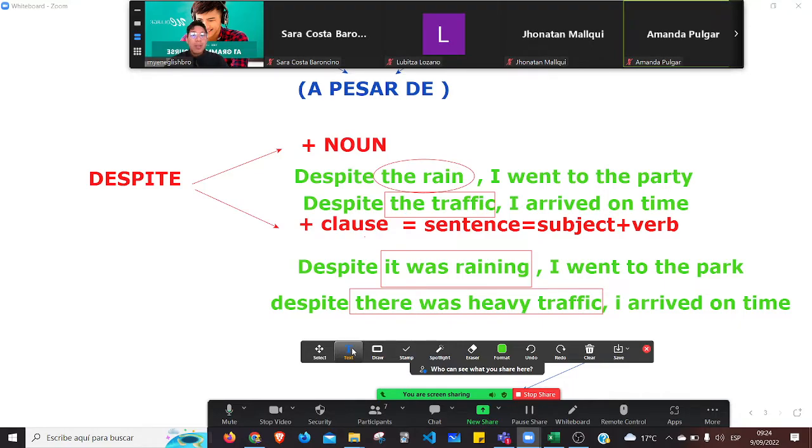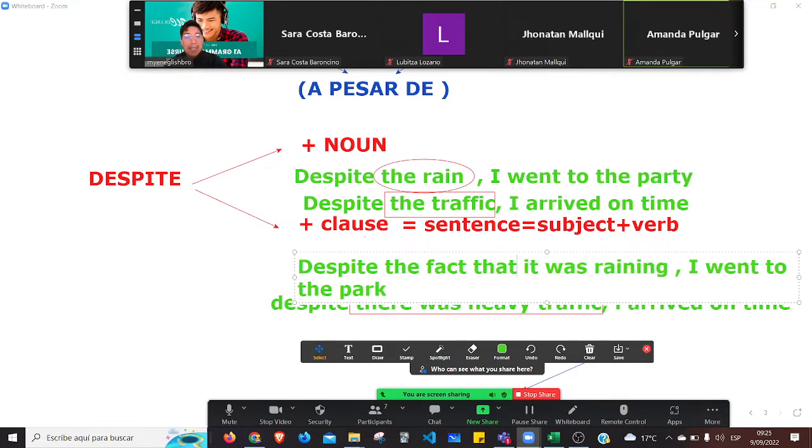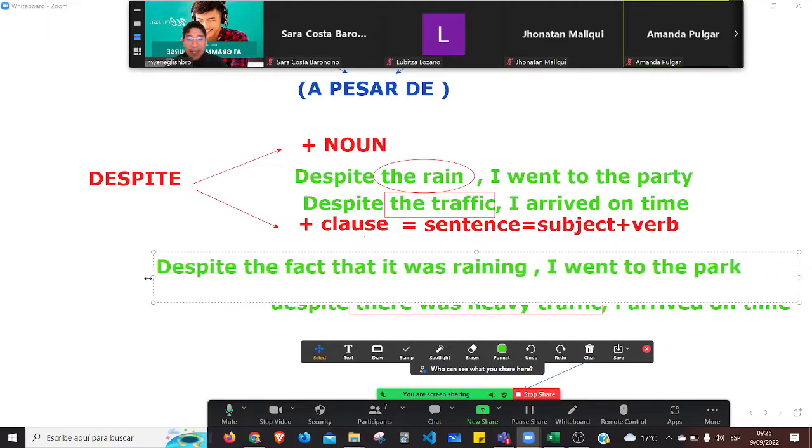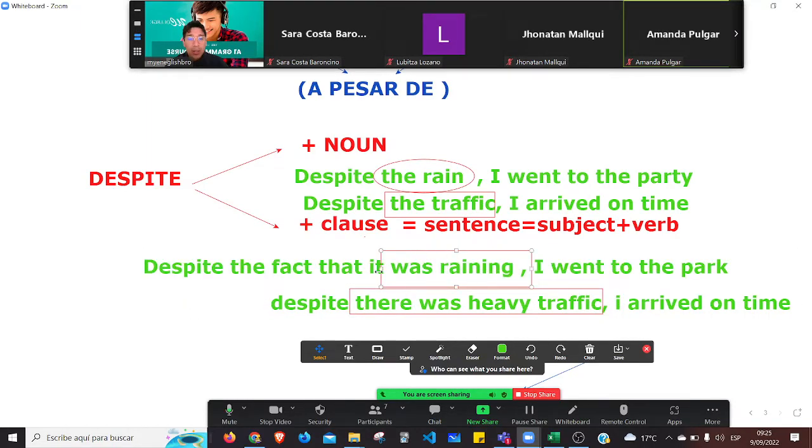Nosotros, cuando vamos a usar un sustantivo normal, por ejemplo, despite the rain es un sustantivo. Pero como puedes ver, despite it was raining, despite there was a traffic, son cláusulas, son oraciones que tienen sujeto y verbo. En el idioma inglés, dicen que es lo mismo. No, no es lo mismo. Entonces, para no generar confusión, lo que tú tienes que hacer cuando agregues una cláusula es agregarle la expresión the fact that. Quiere decir que si tú no le agregas el the fact that, tu oración está incorrecta. ¿Ok? ¿Quedó claro?